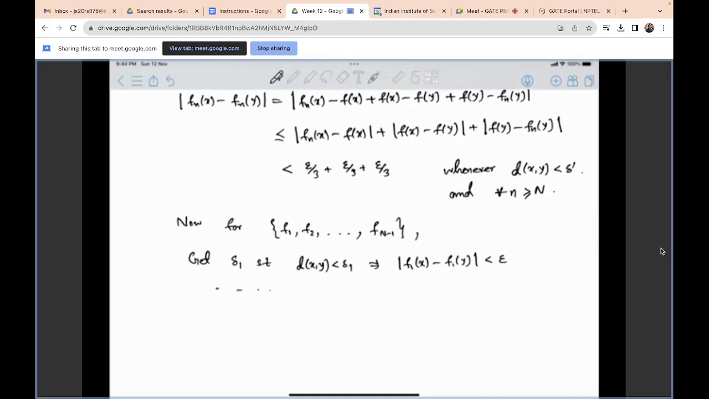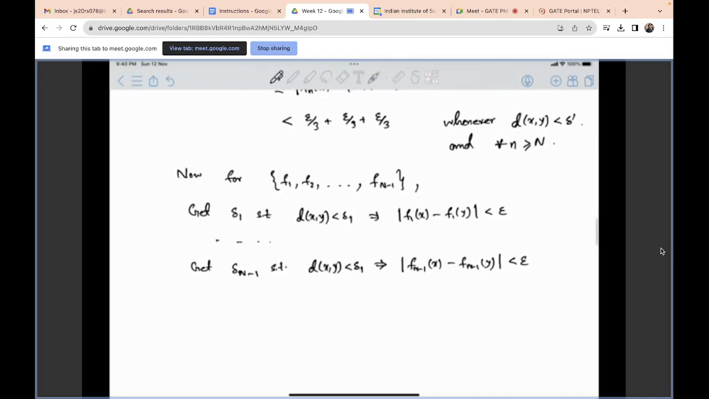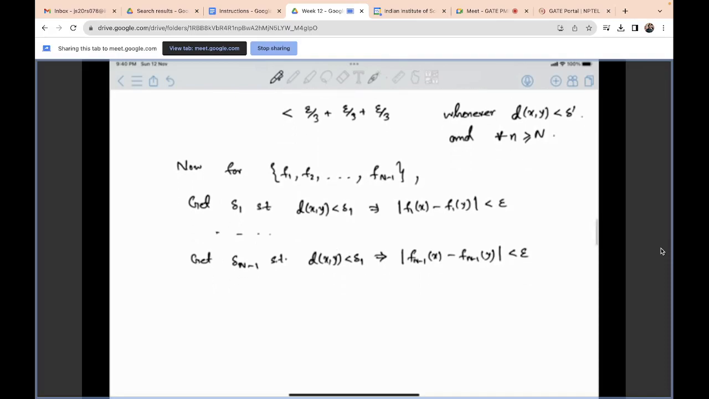So similarly, you will get some delta 2 up to delta n minus 1 such that whenever d(x,y) is less than the respective delta. And note that each fn is uniformly continuous, because X is a compact metric space. You will get |f_{n-1}x minus f_{n-1}y| less than epsilon, right?